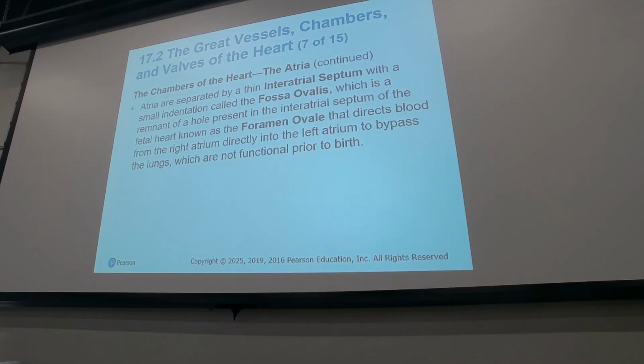Now, the separation between the right and left ventricle internally is called the interventricular septum. And it starts forming from the apex up to the base, in between the atria and the ventricles.